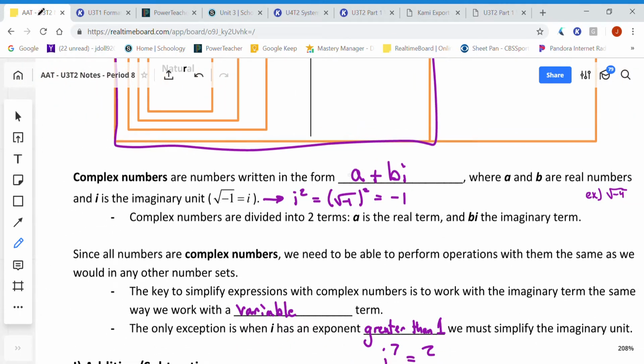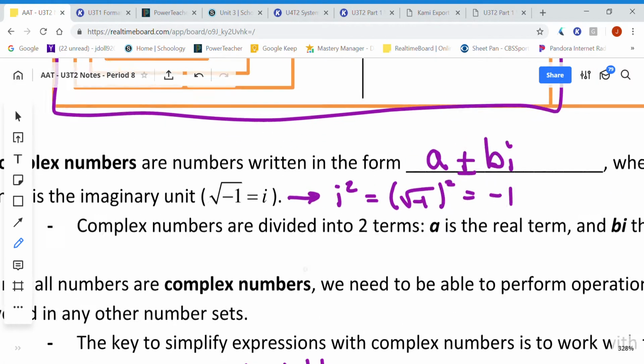A is a real number. B is technically a real number, but because B is being multiplied as the coefficient factor with i, this term is actually an imaginary term, or we call the whole thing an imaginary number. And that should be plus or minus, right? So we could have a real number plus an imaginary number, or a real number minus an imaginary number, and those would be complex numbers.